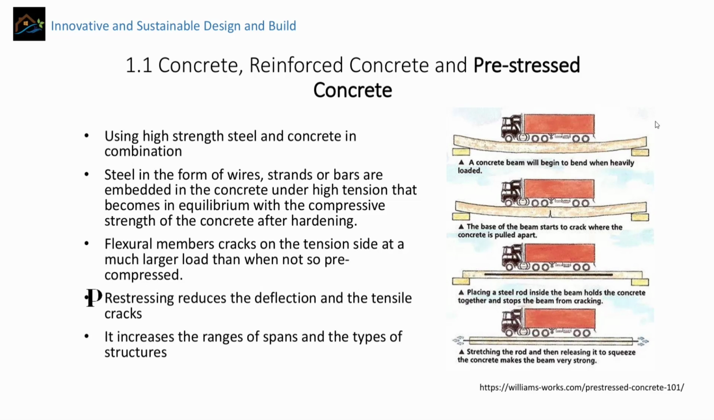So we can use those high strength steel bars in pre-stressed concrete, which means that steel in the form of wires, strands, or bars is embedded in the concrete under high tension. Then it comes into equilibrium with the compressive strength of the concrete after hardening. Most of the time we use pre-stressed concrete for flexural members on the tension side, carrying much larger load than if not pre-compressed, and the pre-stressing reduces the deflection and the tensile cracks, and it increases the range of spans and types of structures.